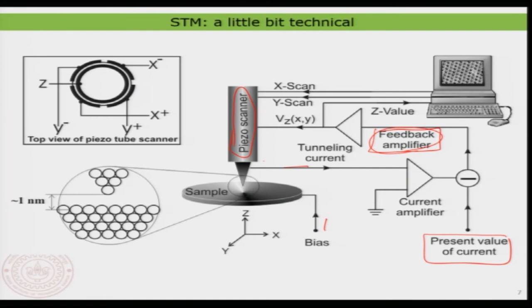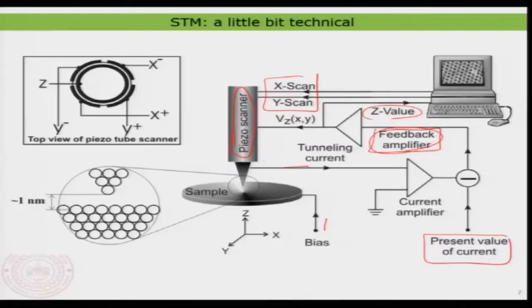That is why the Z value is always used as feedback to the scanner. But X and Y are independent: the X voltage that you apply on the piezo and the Y voltage that you apply on the piezo are independent, but the Z is always connected to the so-called feedback system, so that you can retract or move the tip up and down. That is quite important. So that's a little bit of the technical factors for that.